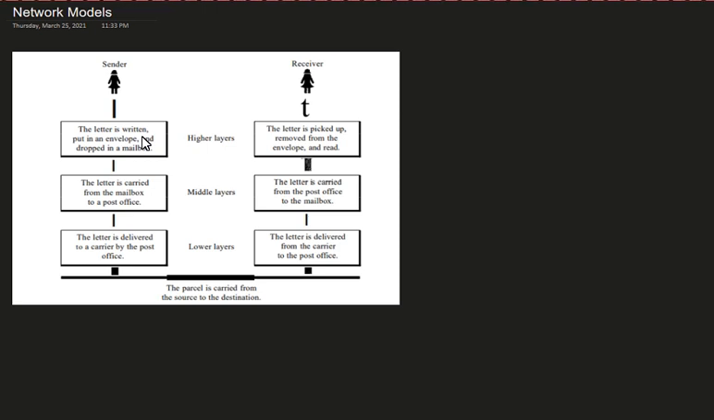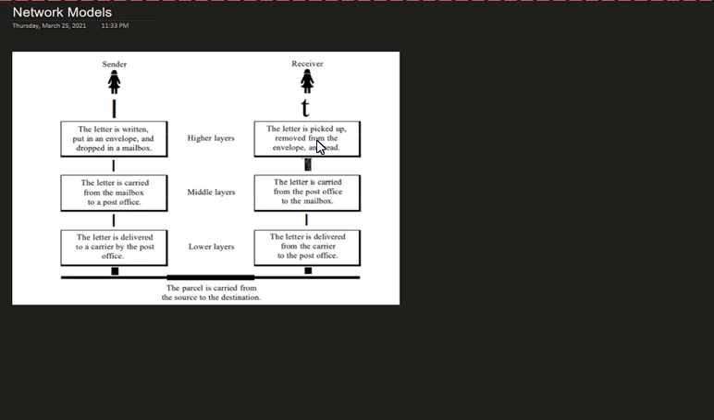After the letter is dropped in the mailbox, we are in the middle layer. The letter is picked up by the letter carrier and delivered to the post office. Then at the lower layer, the letter is sorted at the post office and the carrier transports the letter toward the receiver side.